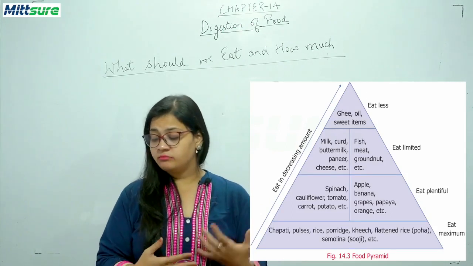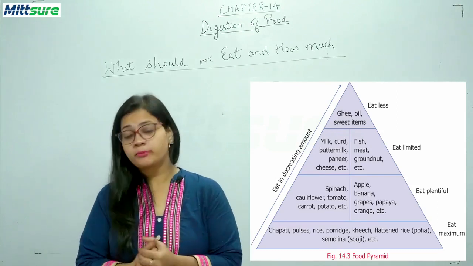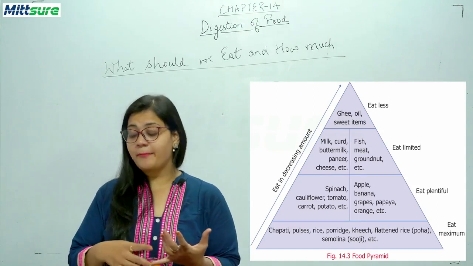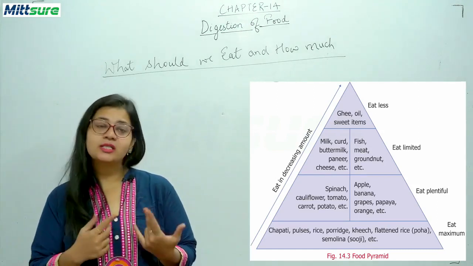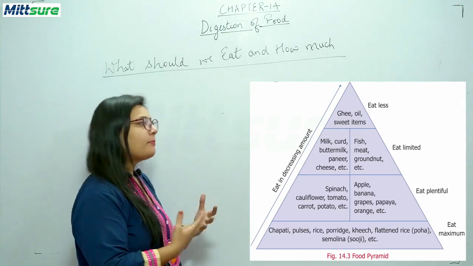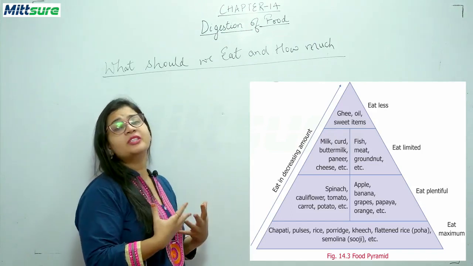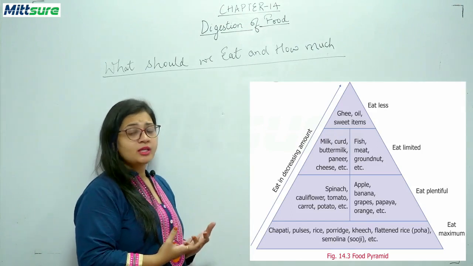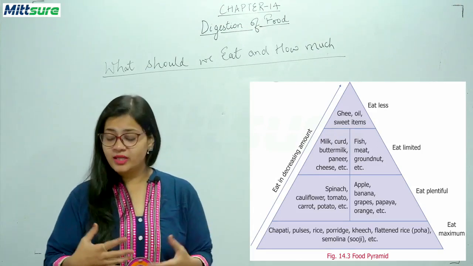Okay, now if we come to fruits, then the fruits given in this stage of your food pyramid are apple, banana, grapes, papaya, oranges, etc. You know students, these apples and bananas, they all give you vitamins. So many vitamins they give you, and so many minerals also. Okay, so please try to eat these fruits. That is orange.